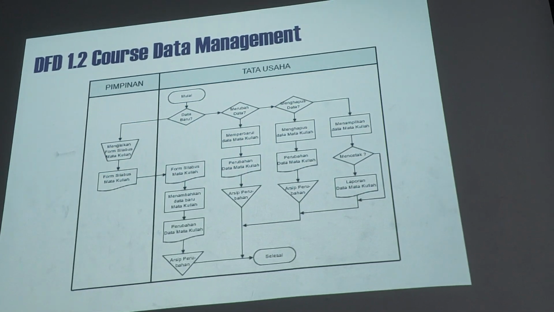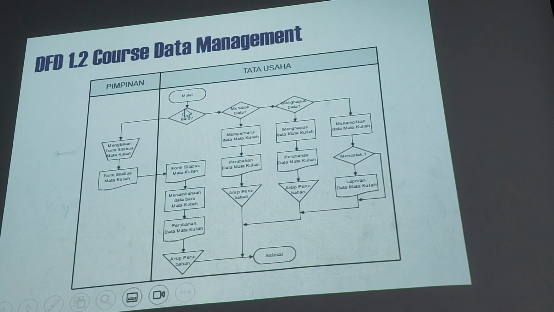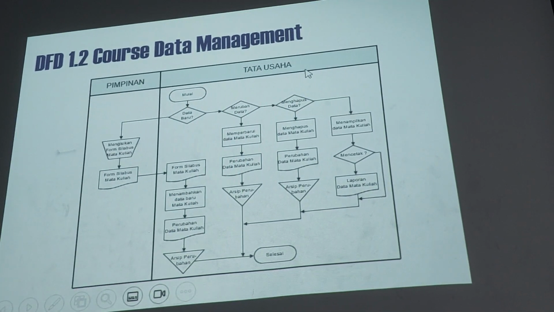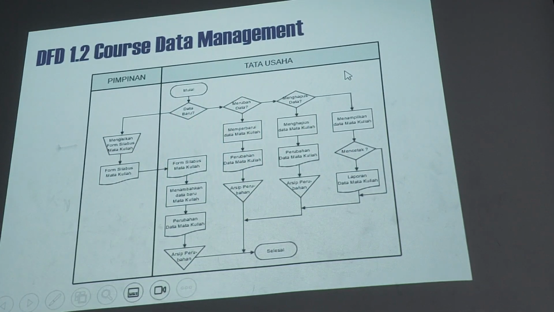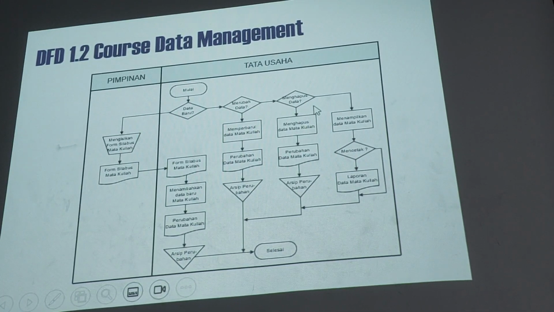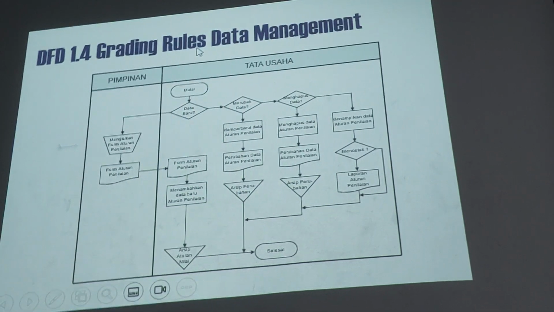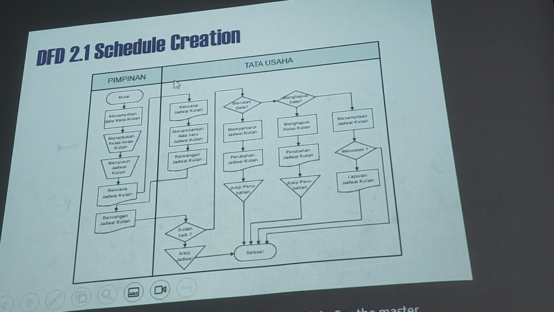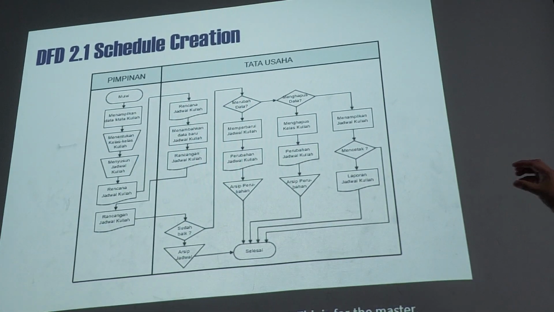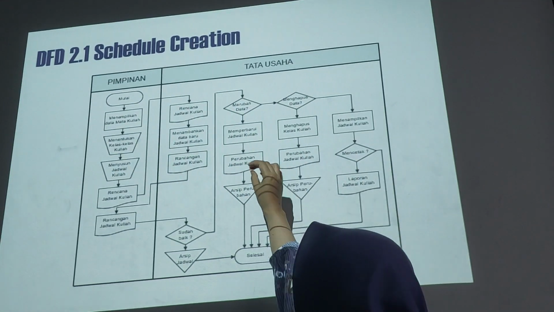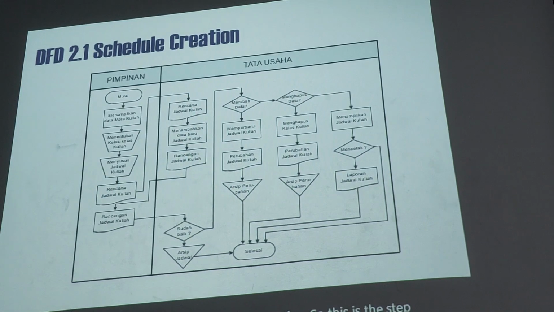This is for course data management. The same as with the lecture, we can add the new one, update, and then delete the data. And then for student data management, this is for data master, this is grading rule, and this is for schedule creation. So these are the steps showing how this document flows from start until the end of the schedule creation process.